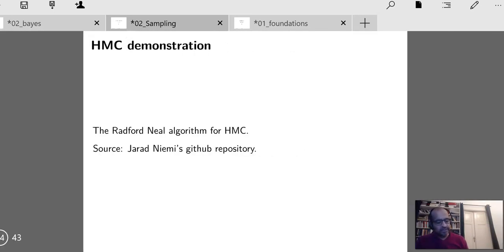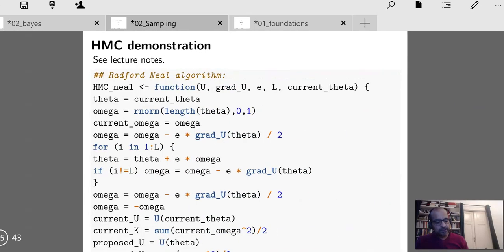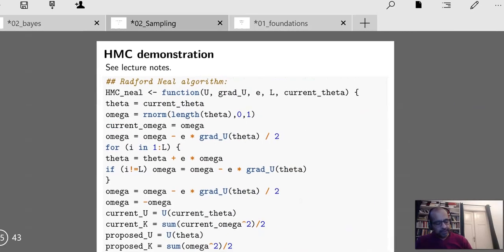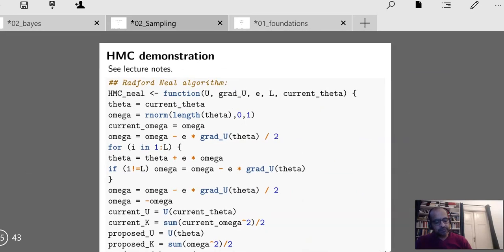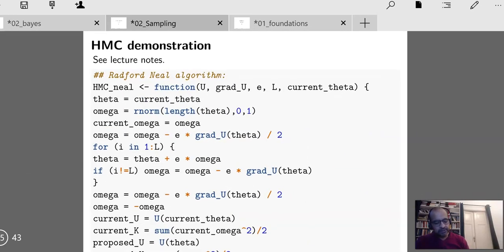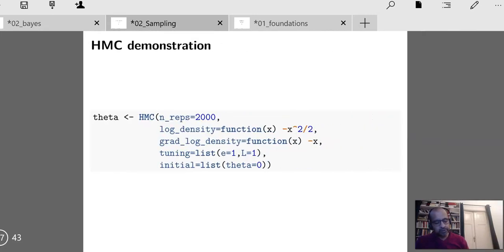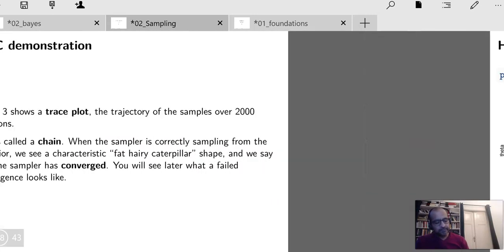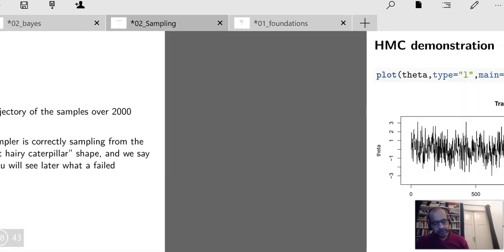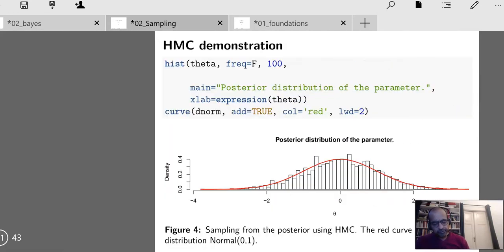So what I have provided you with is an implementation of the HMC algorithm for a simple example. I got this from the internet somewhere. And so basically, to make a long story short, you can define the function and then plot the samples. I want to show you the samples.